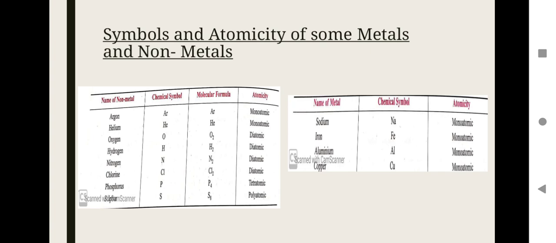Coming to metals, they exist as atomic crystals and do not form molecules. Sodium, iron, aluminum, copper, all these are monoatomic.